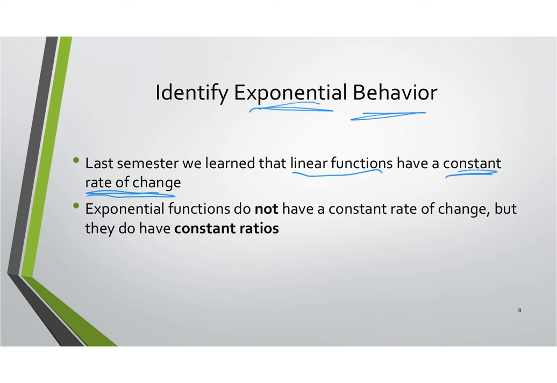Exponential functions are not linear, and therefore they do not have a constant rate of change, but they do have a consistent ratio. And what this constant ratio is referring to is, in fact, b from our equation of y is equal to a times b to the x power. The constant ratio is referring to b. All right, let's explore this.